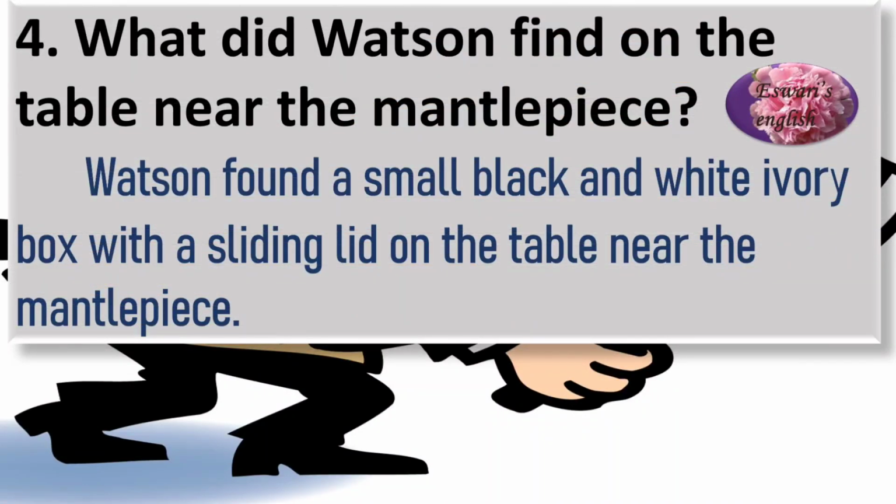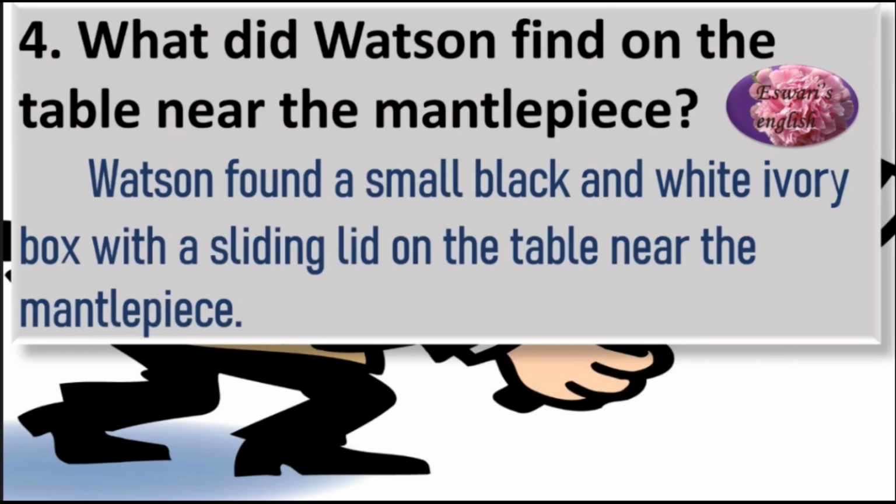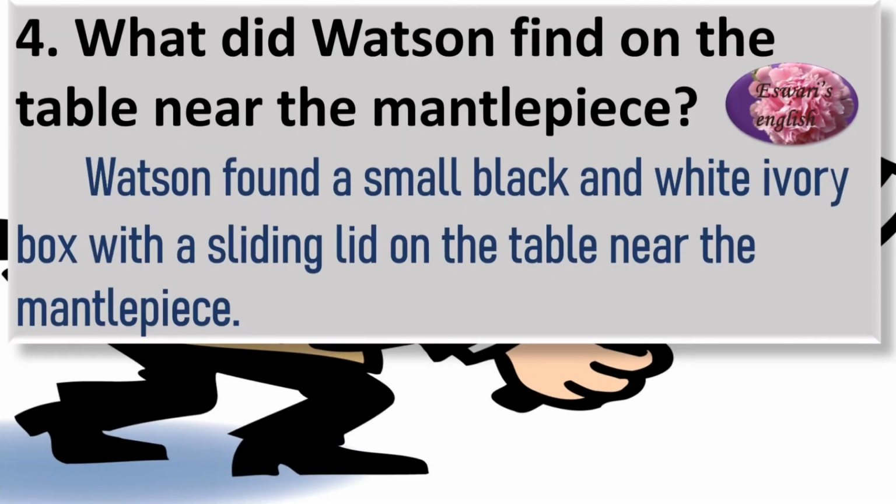What did Watson find on the table near the mantelpiece? Watson found a small black and white ivory box with a sliding lid on the table near the mantelpiece.